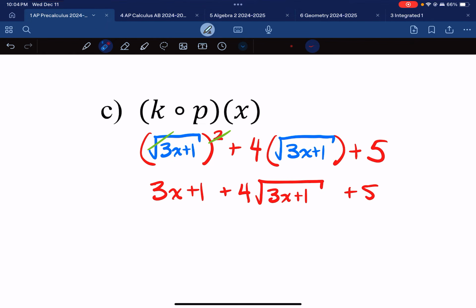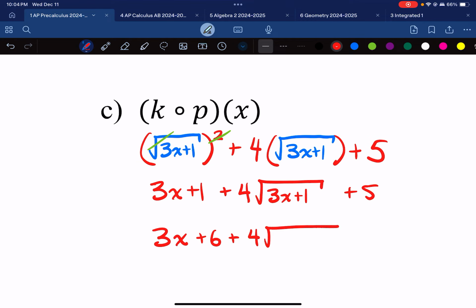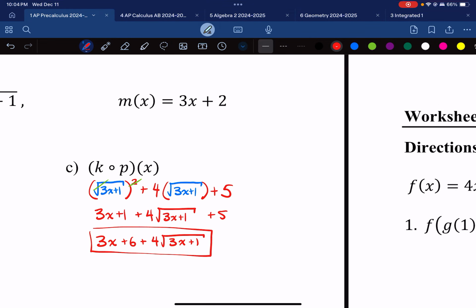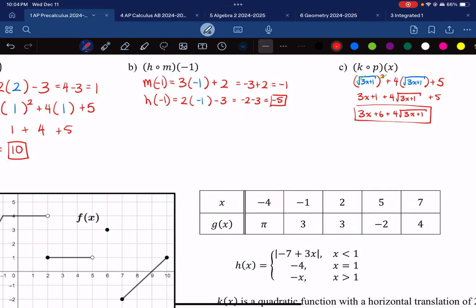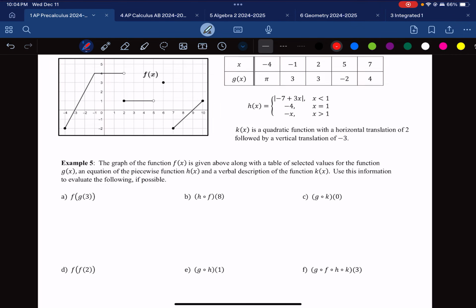So I do have some like terms here. A plus 1 and a plus 5 are the only like terms. And I can say that this is a 3x plus 6 plus 4 square root of 3x plus 1. Can't go any farther than that. Go ahead and box that. And there's no D. I can go on to, okay, so this is the penultimate challenge.